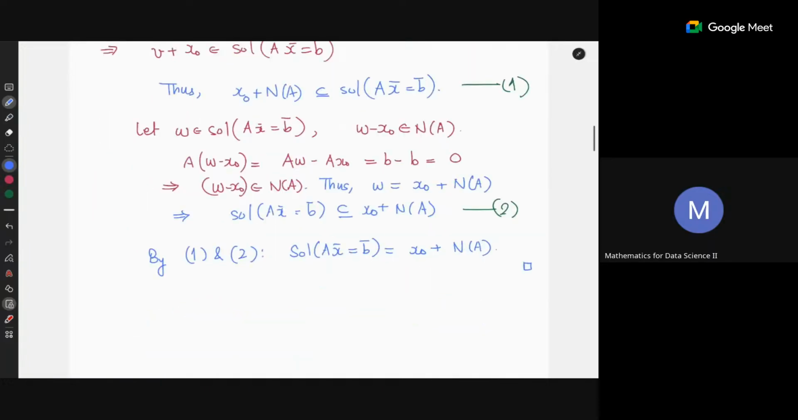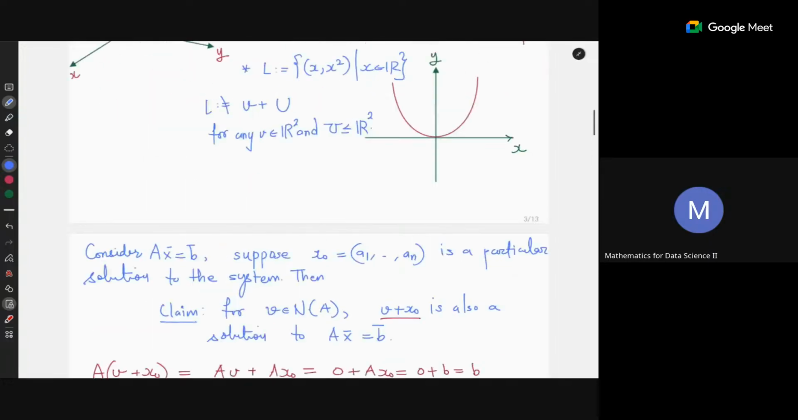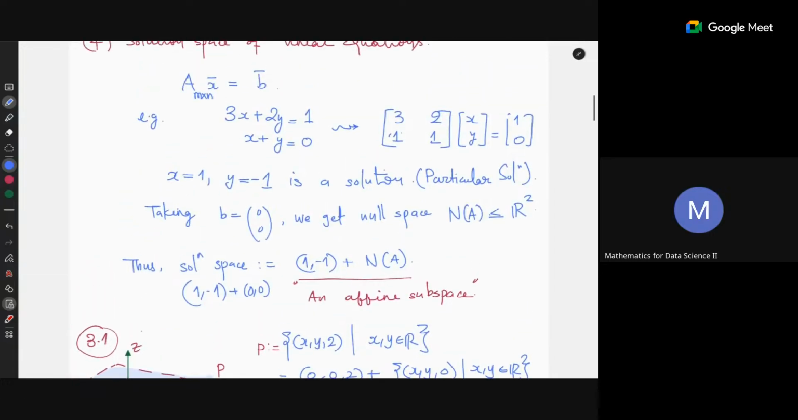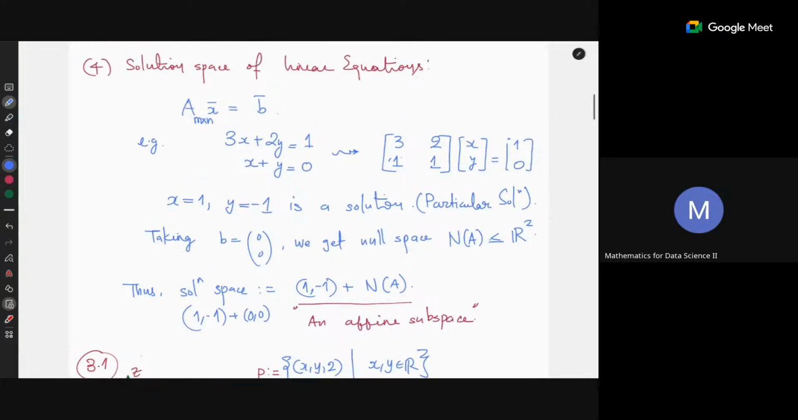So the solution space of a system is nothing but a shifted version of a null space by a particular solution of the system. All right. So one example that we saw here: in this case, the null space is trivial. So we get only one solution, a point, which can be thought of as an affine subspace shifted off the origin. All right. So that is the whole objective.